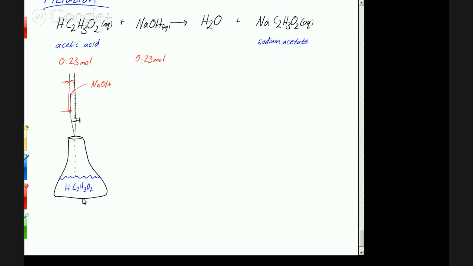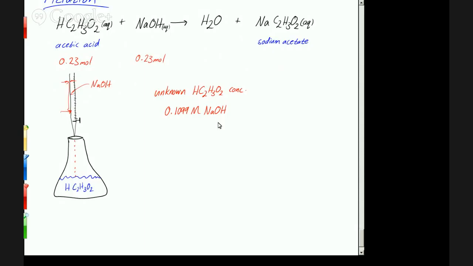All right, so the point of doing all this is not just mixing these things together so we make a nice color. The point of doing this is we have an unknown acetic acid concentration. We don't know the concentration of it. But we have a known sodium hydroxide concentration, and in this case it's going to be 0.1099 molar NaOH.